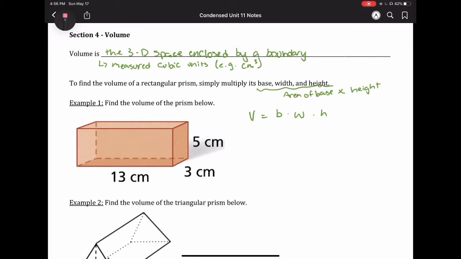It's the same thing. The length or the base of my prism is equal to 13. The width is equal to 3, and the height is equal to 5. When I multiply all those together, that gives me the volume. So I have a volume of 195, and this is measured in centimeters, and we are using cubic units. So I have centimeters cubed, or 195 cubic centimeters would be how you would read that. And that's my volume. All right, so that's a rectangular prism.